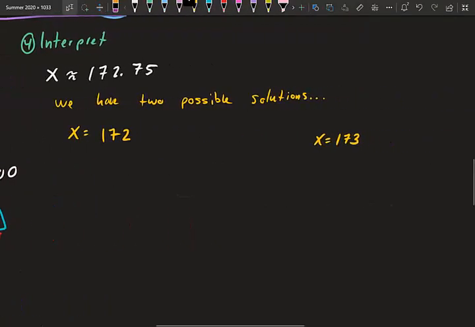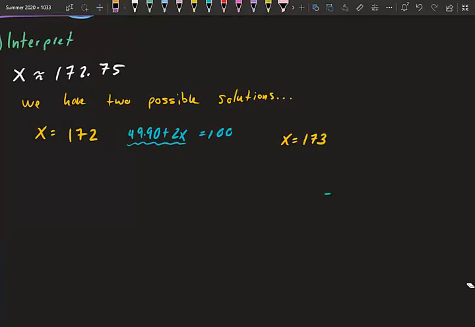So we're going to plug both the proposed solutions into 49.90 plus 0.29x equals 100. Well, we're not going to put the equals. We want it to be over 100. But this is what we're going to plug it into. All right, so let's go ahead and plug it in. So we have 49.9, we don't have to put the 0, plus 0.29 times 172.